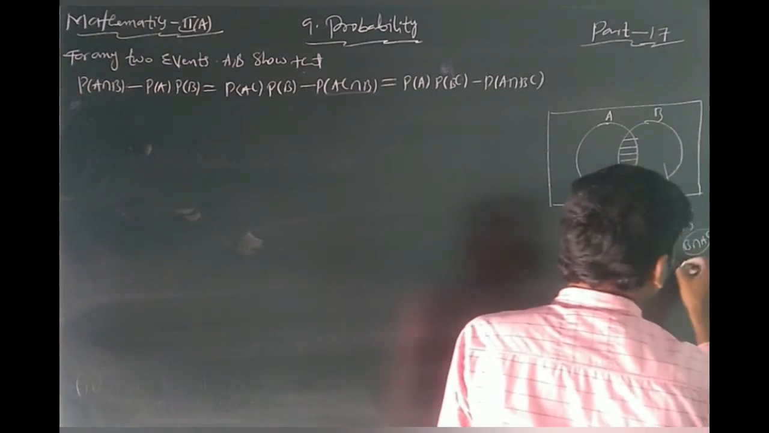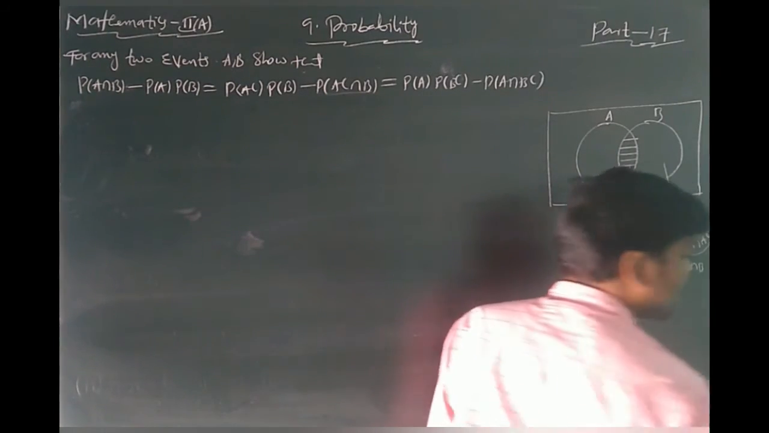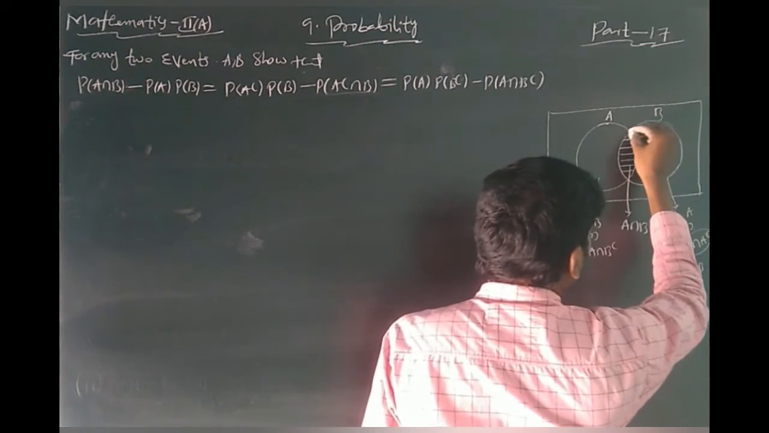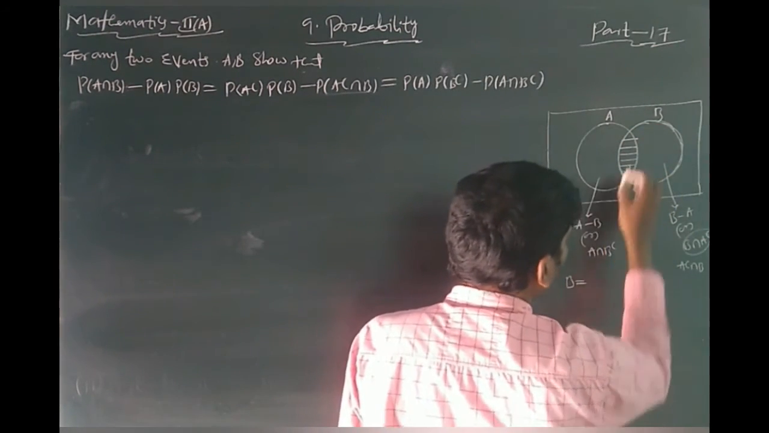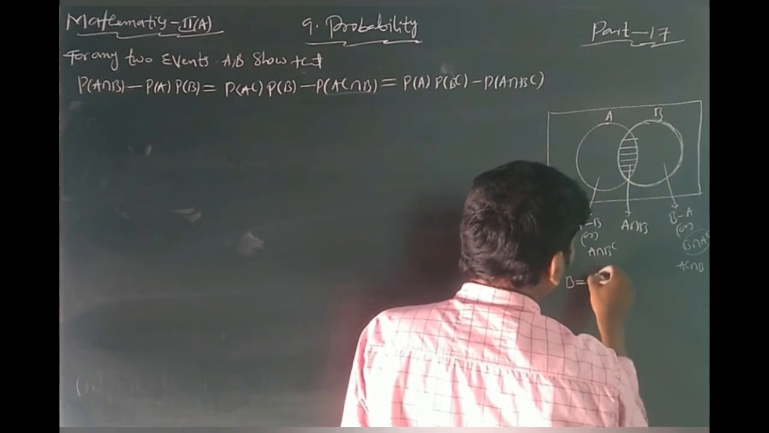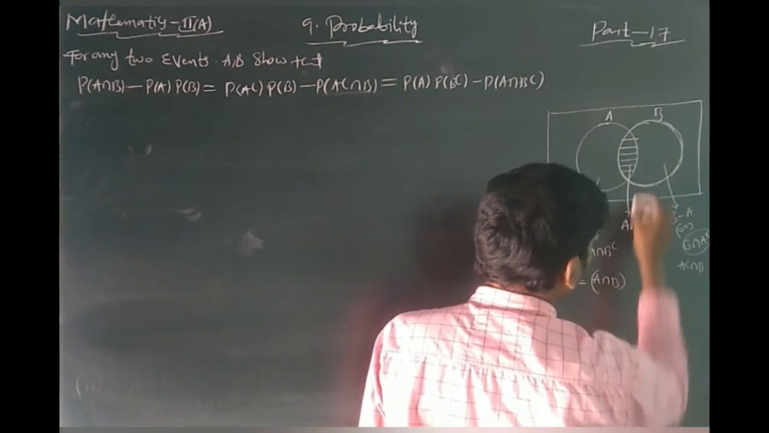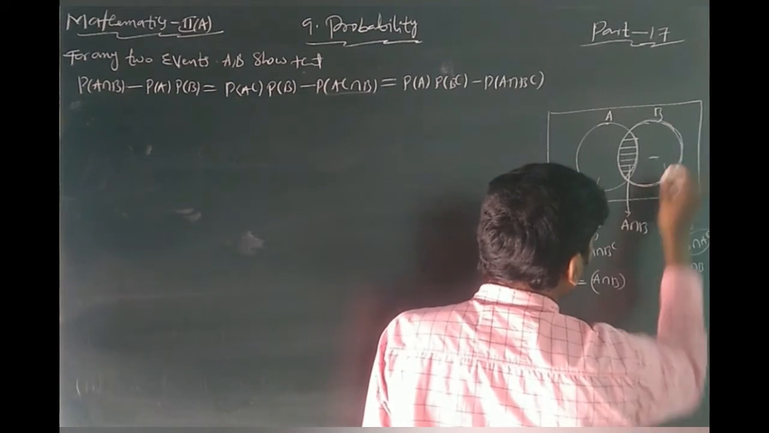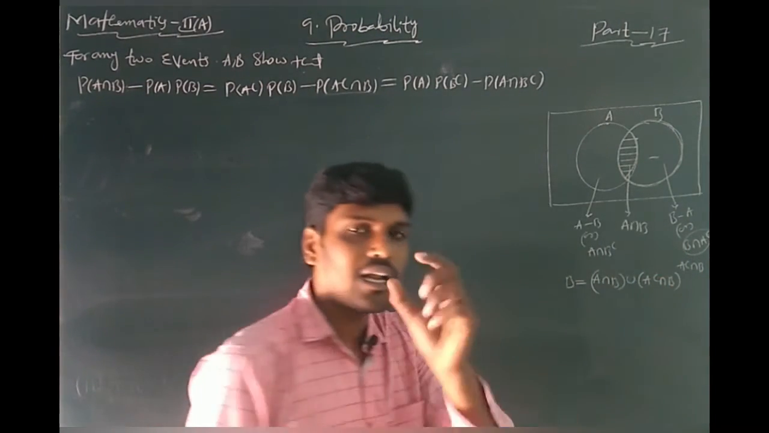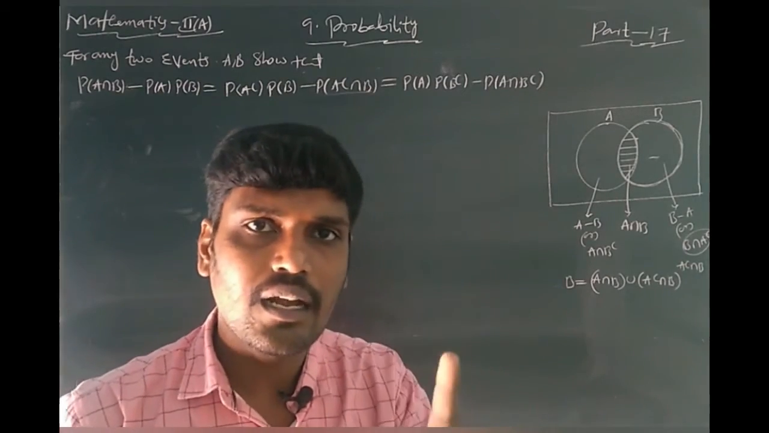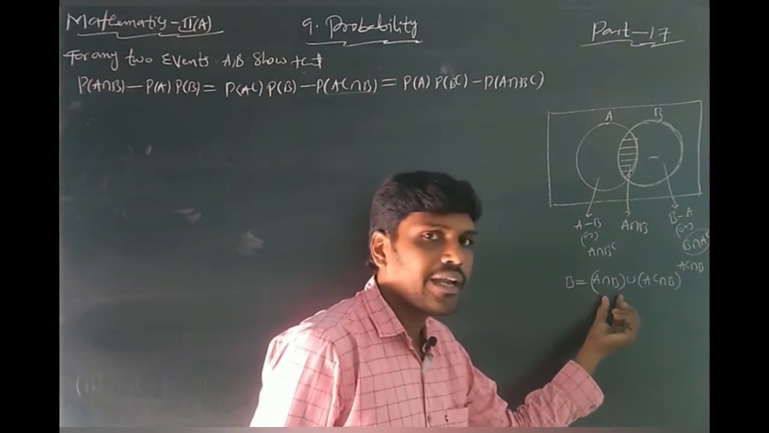Here this can be A complement intersection B or not. This set B, I can write B is equal to A intersection B union A complement intersection B. Correct or not, students? This is a very important key point.